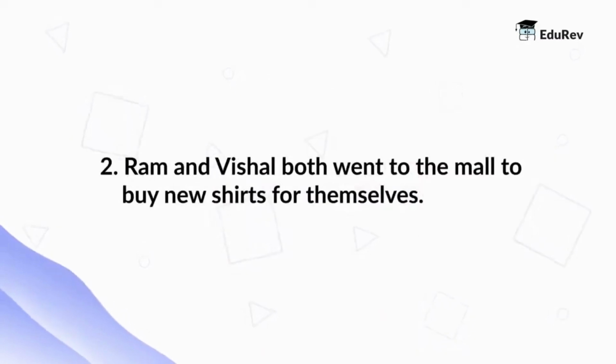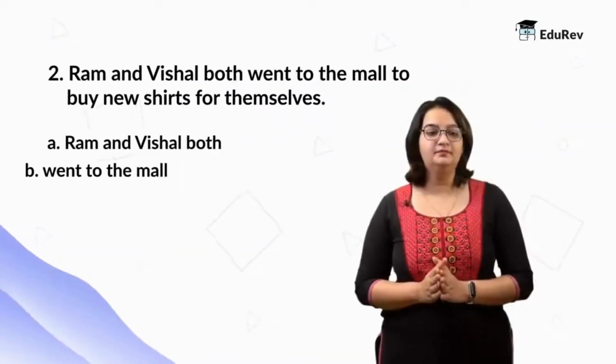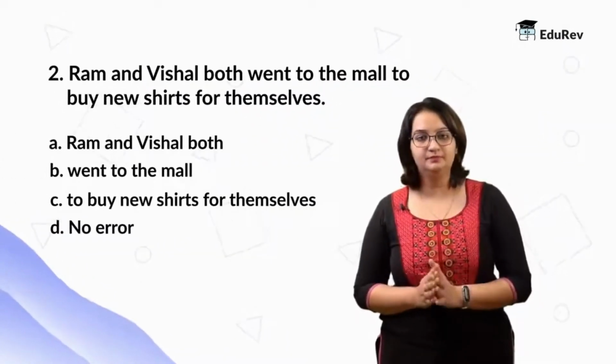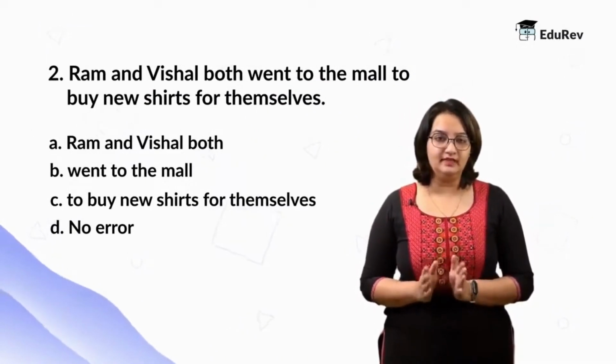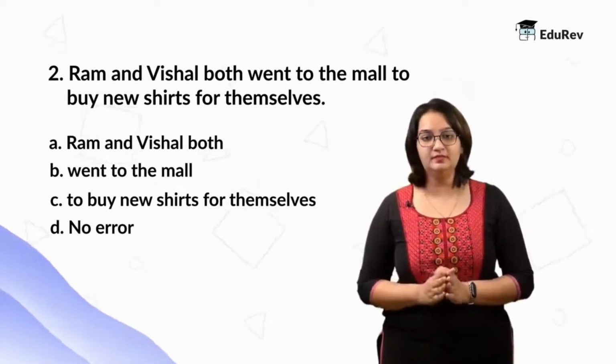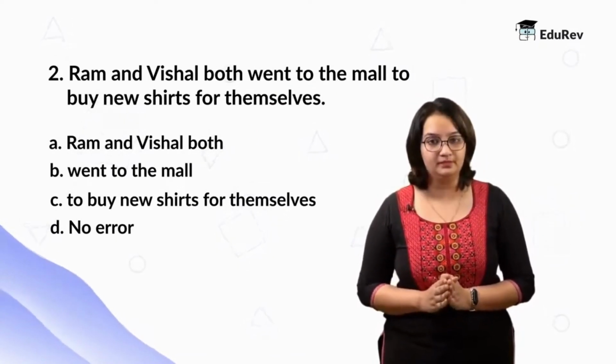Let's take a look at the statement. Ram and Vishal both went to the market to buy new shirts for themselves. Okay, let's break it down. Option A, Ram and Vishal both. Option B, went to the mall. Option C, to buy new shirts for themselves. And option D, no error.